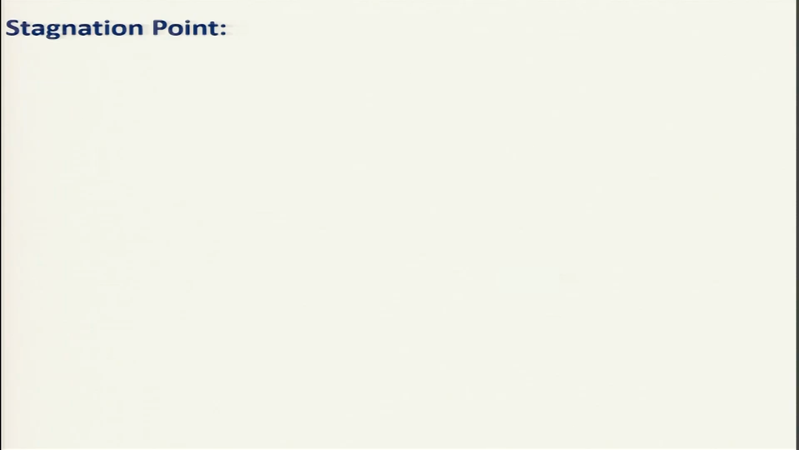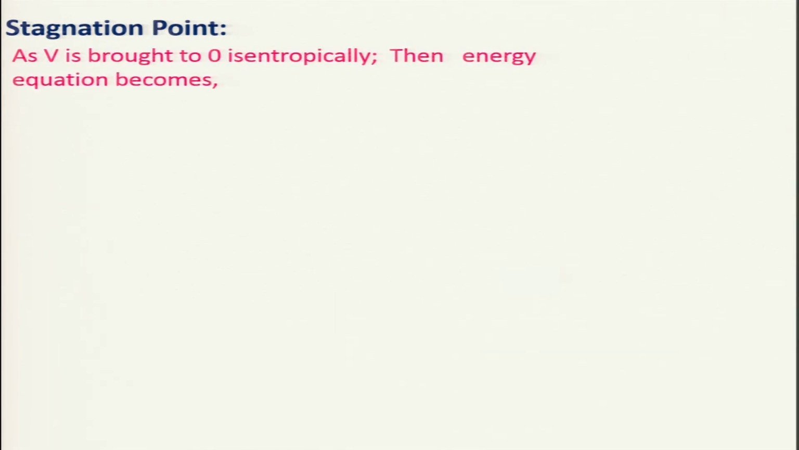So, let us understand what we mean by stagnation point. When the velocity of the fluid is brought to 0, or to a standstill isentropically, then we call it a stagnation point, or the isentropic conditions. Then the energy equation becomes h_t, as I told, the total enthalpy. For a one dimensional flow, the total enthalpy remains constant, particularly for adiabatic flow and also when there is no work done. So, again we can write down Tt is equal to T plus V square by 2 Cp.